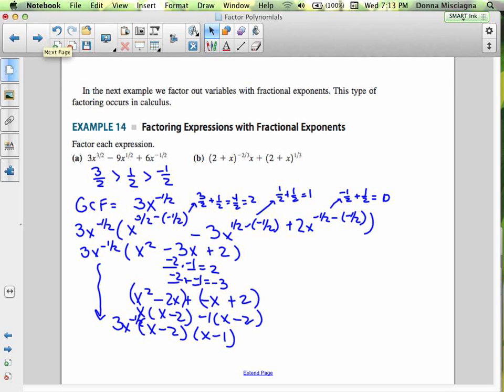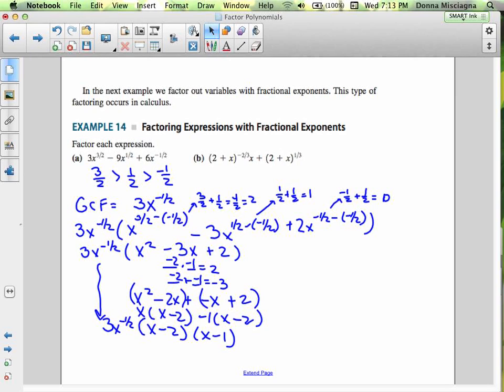So you might not have thought you could factor 3x to the 3 halves minus 9x to the 1 half plus 6x to the negative 1 half. But using the tools that you've learned, factoring out a greatest common factor and factoring by grouping for quadratics, it wasn't too hard, now was it? We have it all figured out.